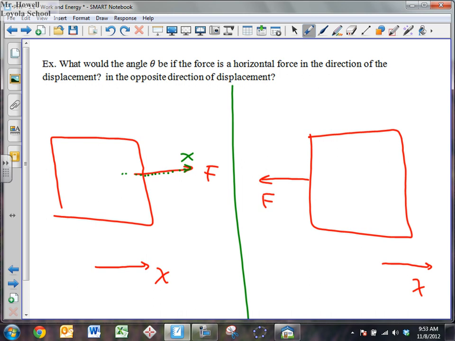They're coinciding. As opposed to up here, if I take my x vector and put it here, now I can see that the angle, as was said before, is 180. Very good.